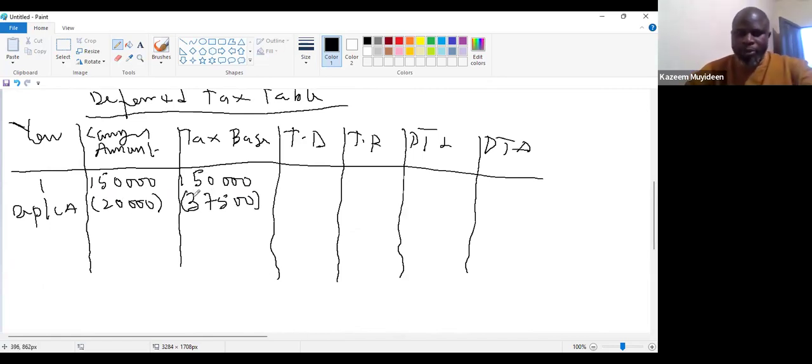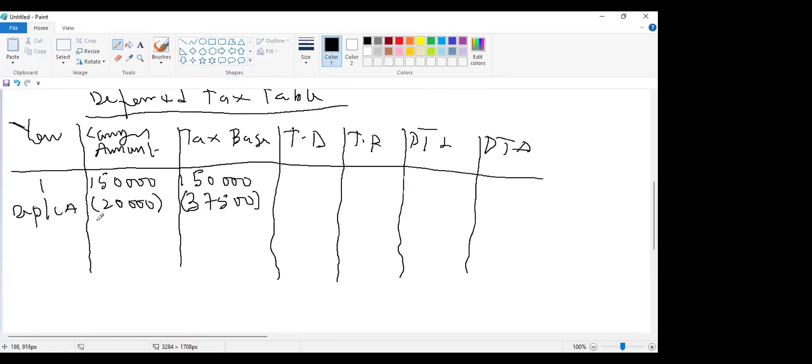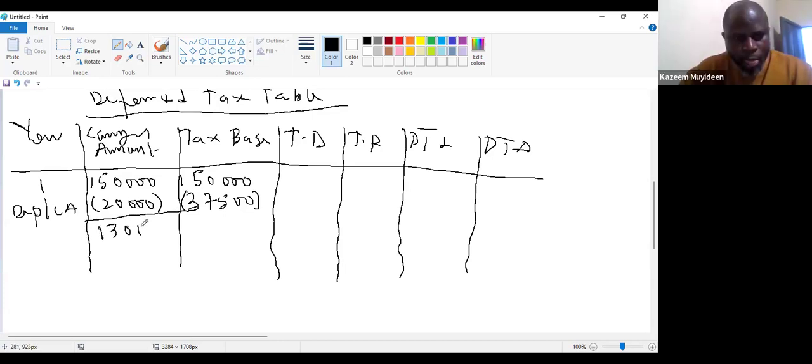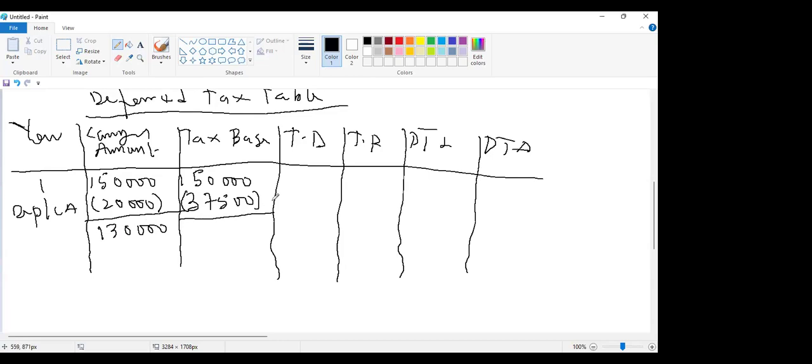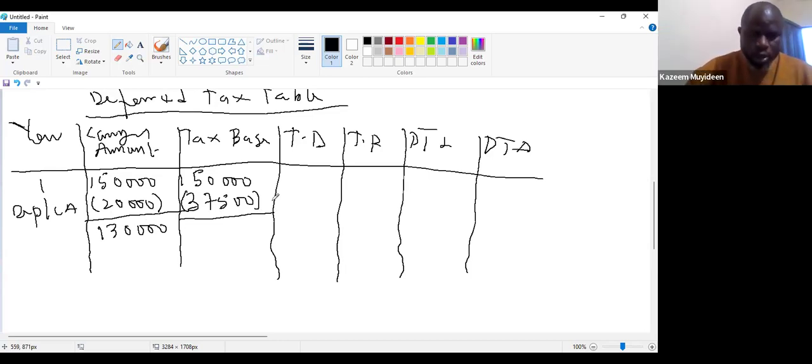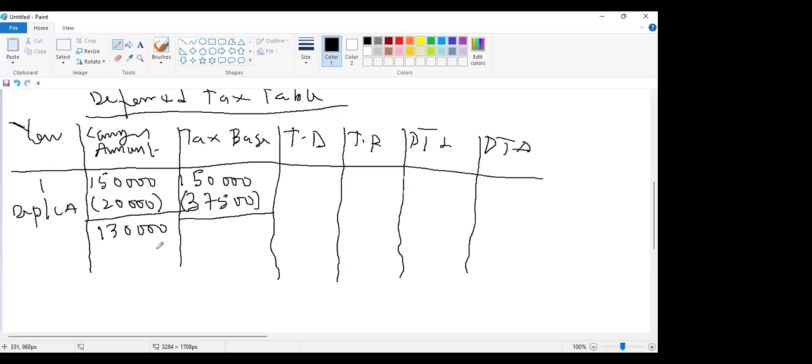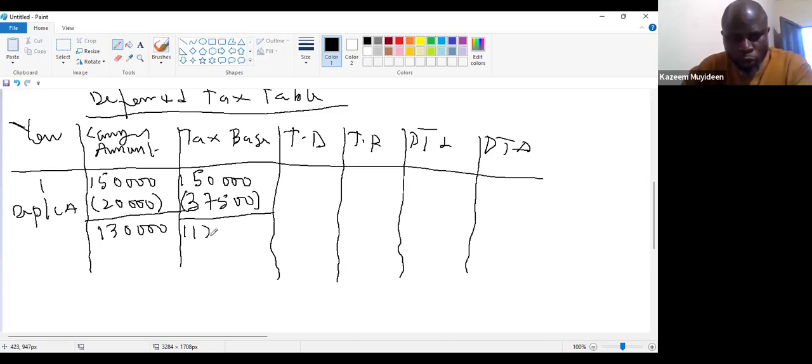I will now remove 150,000 minus 20,000. That will give me 130,000. This will give me what? Give me the figure. 112,500. Do we have a temporary difference now?